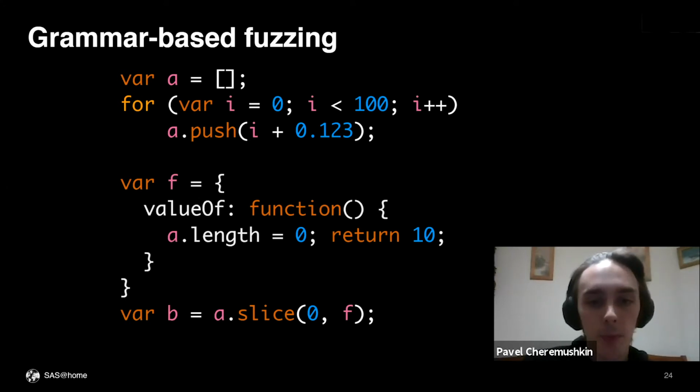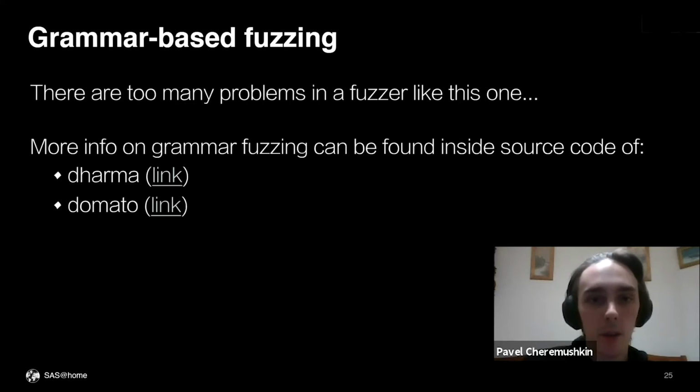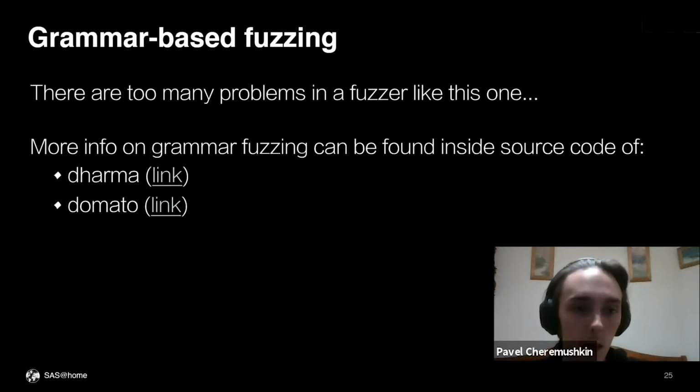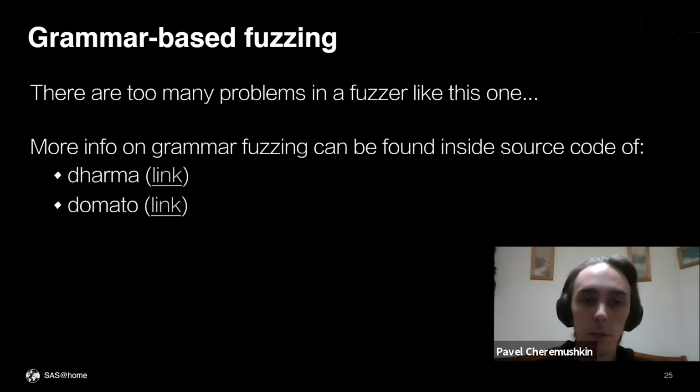So this type of fuzzing, generating JavaScript code, actually has some problems, but a lot of memory corruption vulnerabilities inside browsers, inside JavaScript engines, have been discovered by using this.